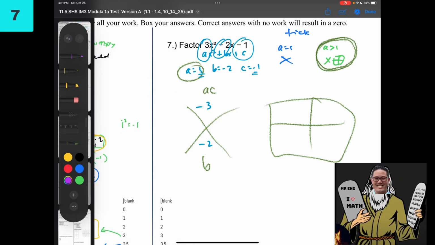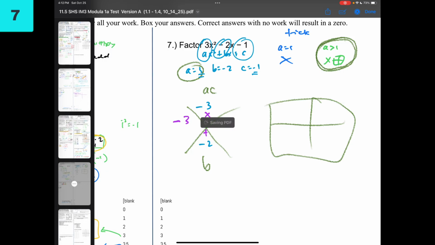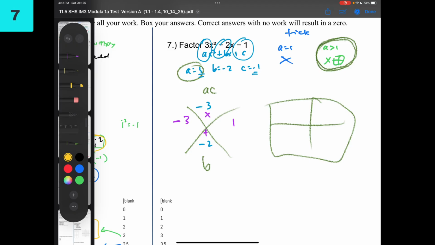So I'm trying to think of numbers that will multiply to be negative 3. So 3 and 1. But they will add to be negative 2. So that'd be a negative. Remember, you're splitting this middle term. So you're going to have an x. So negative 3x and 1x.